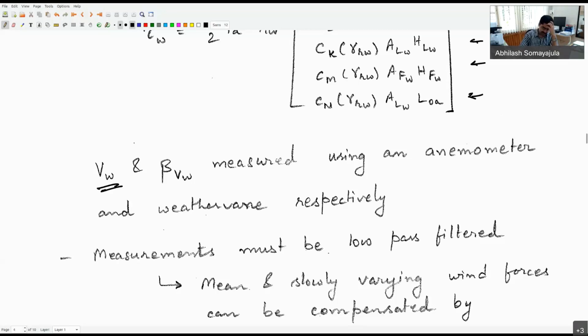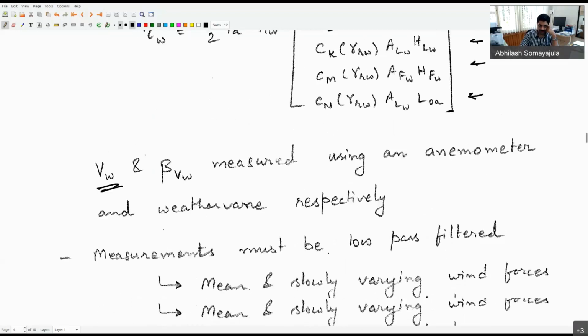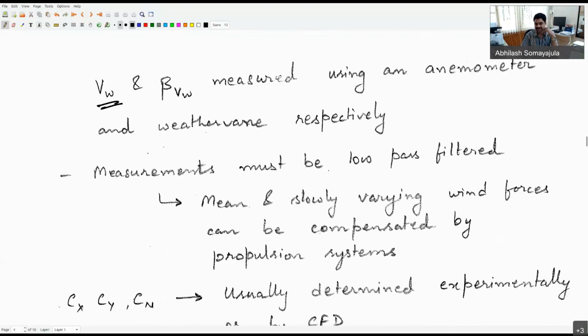Notice that when we are computing these so-called wind forces for our application, when we measure these two quantities, the measurements must be passed through a low-pass filter before we do the computation of the wind forces. That is because we want to compensate for the mean and the slowly varying wind forces, but we don't want to compensate for gust winds, right? Which means a wind which is just say coming about for 30 seconds and going away. We don't want our actuators to start taking action on them immediately, because our ship's inertia is so huge. Such small high frequency wind variations will not cause a significant drift in our ship.